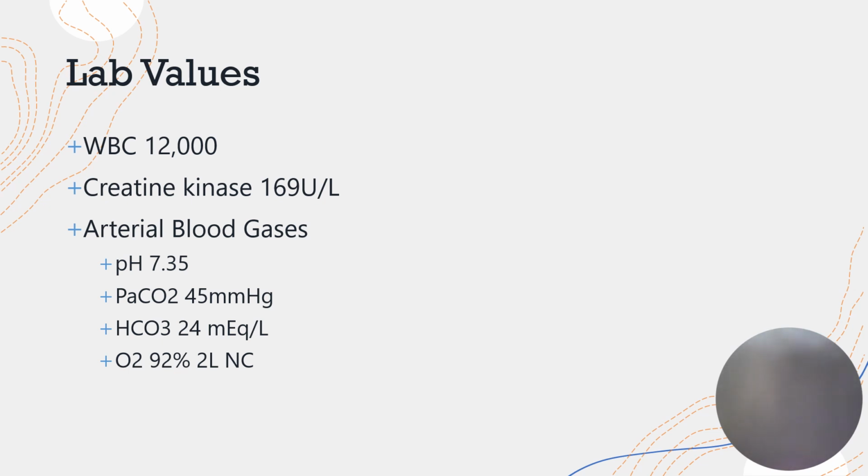So we're checking his lab values again. White blood cells are still elevated at 12,000. Creatine kinase is still elevated, 169 units per liter. The max is 170, so it's still high. His arterial blood gases: pH has gone up to 7.35, PaCO2 is 45, and his bicarbonate is 24. And his O2 is 92% on a 2-liter nasal cannula.